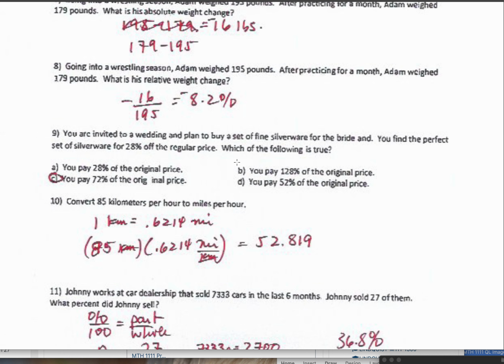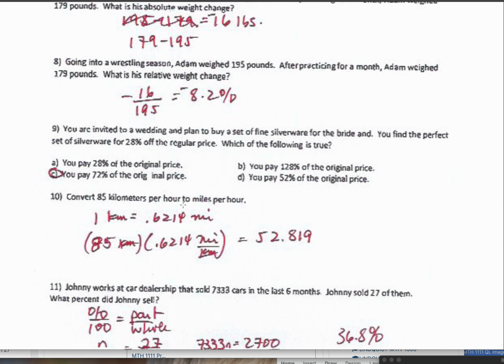So for the bride and groom, you find the perfect set of silverware for 28% off the regular price. Which of the following is true? You pay 28%. No, it's 28% off. You pay 128%. No, that would be you're paying more than the original price. Nobody does that. You pay 72%. That you do, because it was 100% minus 28% leaves 72% of the original price that you pay.